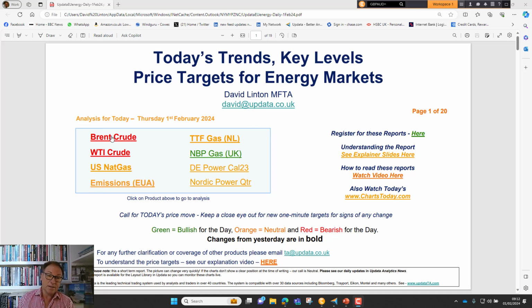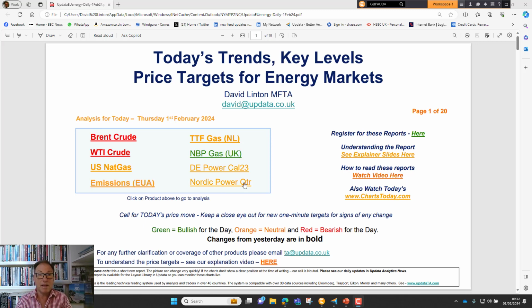Red is bearish, orange is neutral, and green is bullish. And if it's bold, that's a change from the previous day's call. So we cover crude oil, US natural gas, carbon emissions in Europe, and then TTF and NBP gas, German power, and Nordic power. It's that simple.